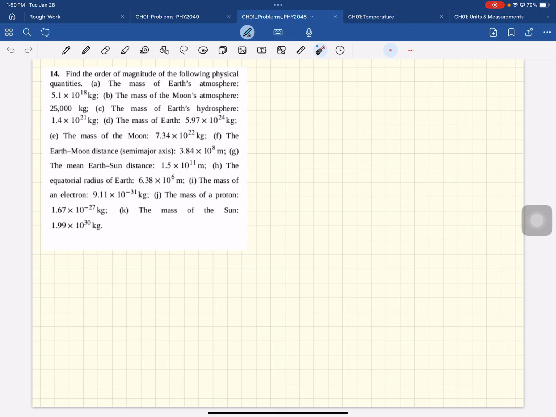Okay. So there's the equatorial radius of Earth. It is 6.38 times 10 to the power 6 meters. That is close to 10, so that rounds up to 10 to the 7. And so the order of magnitude of the equatorial radius of the Earth is 7. This is in meters.